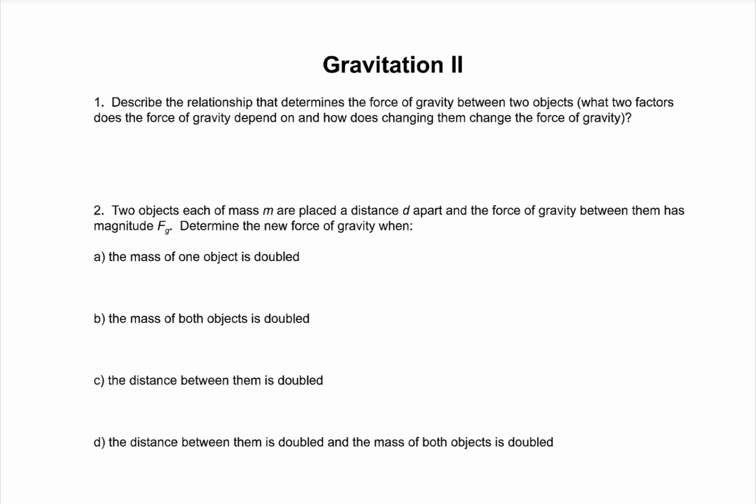So, here we go. Describe the relationship that determines the force of gravity between two objects. What factors does the force of gravity depend on, and how does changing them change the force of gravity? All right, well, the force of gravity is G, the universal gravitational constant, times the mass of one object, times the mass of another object, divided by the distance between the centers of those two objects squared. So it depends on the mass, and it depends on the radius.